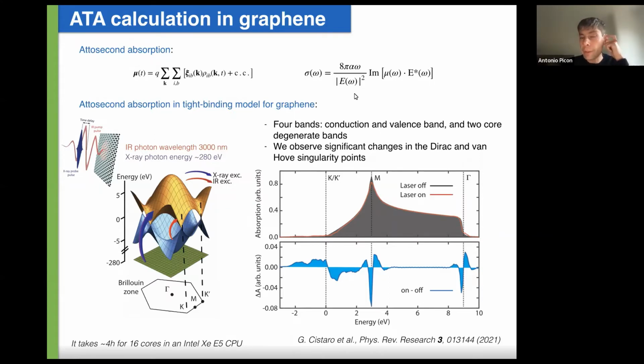So we did a first calculation for graphene. What we did is the following. We consider a pump-probe experiment in which we have a 3-cycle infrared pulse of 3 micrometers.